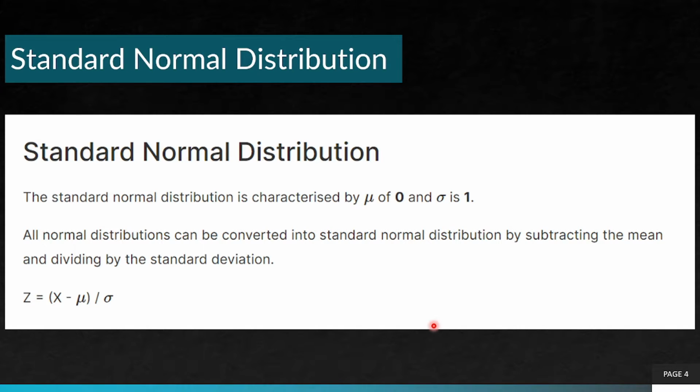The standard normal distribution is characterized by a mean of 0 and a sigma of 1. All normal distributions can be converted into a standard normal distribution by subtracting the mean and dividing by the standard deviation. So the z-score is equal to x minus mean divided by sigma.